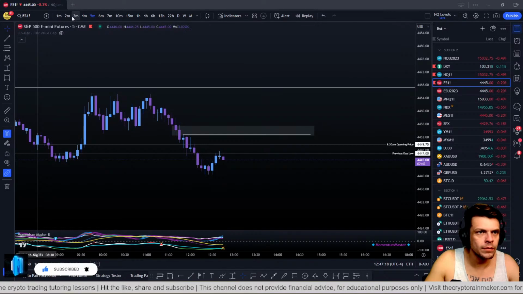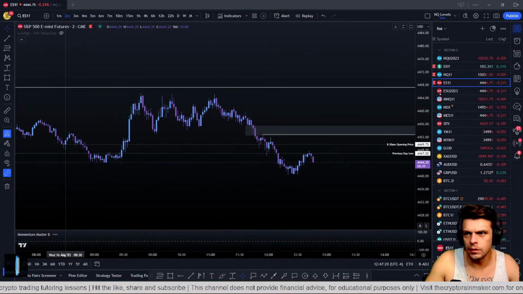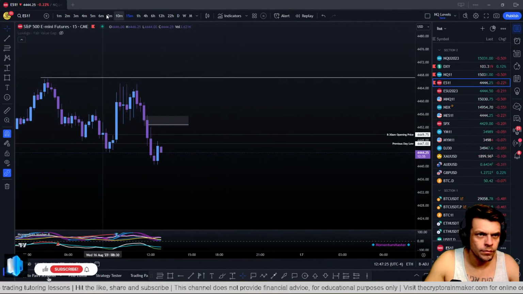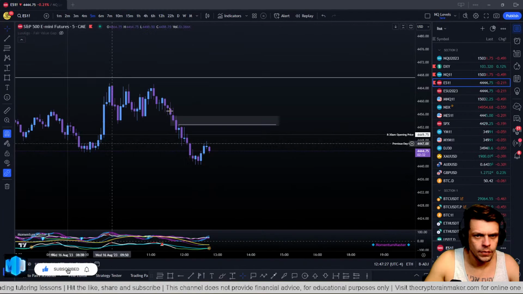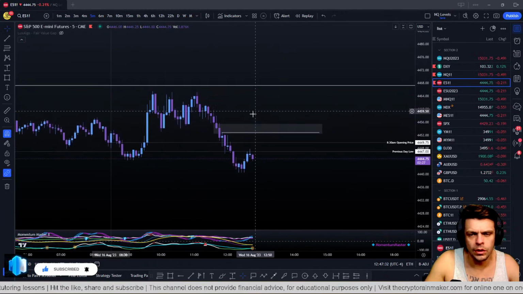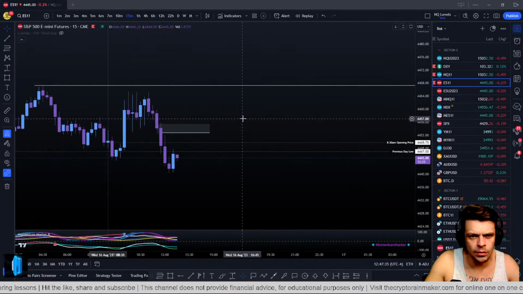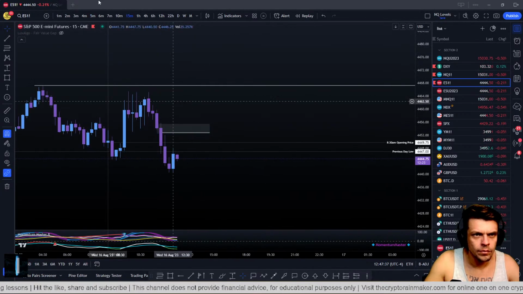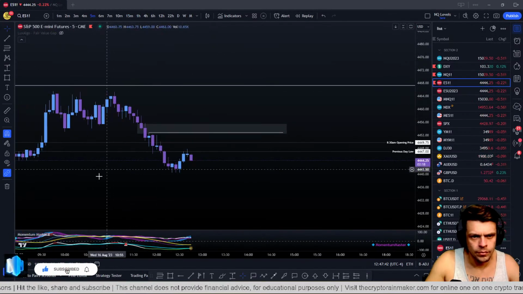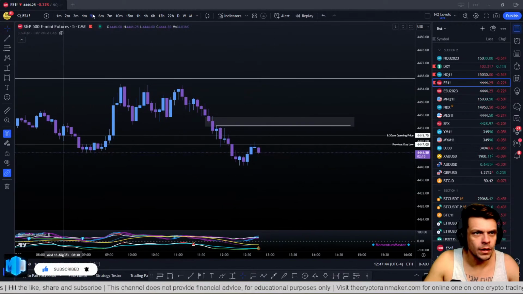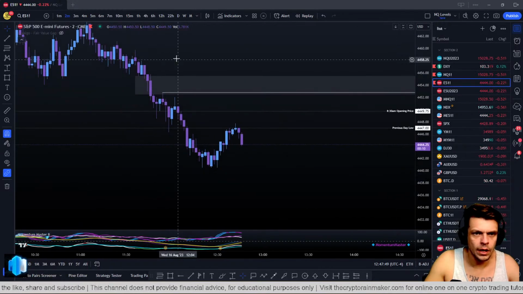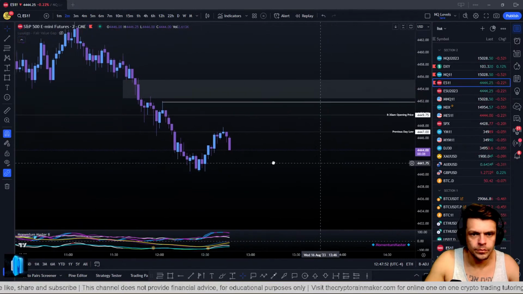right in that area. Where did I draw that? I must have been on some other time frame when I drew this fair value gap. I'm not sure on which time frame that was. That's strange. Okay, nonetheless, we have this lower high right here.